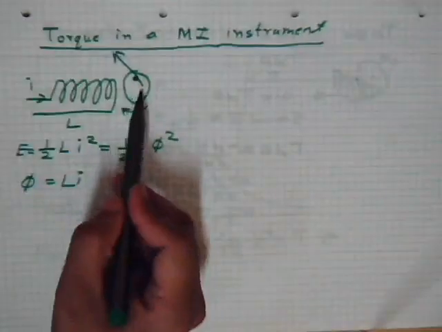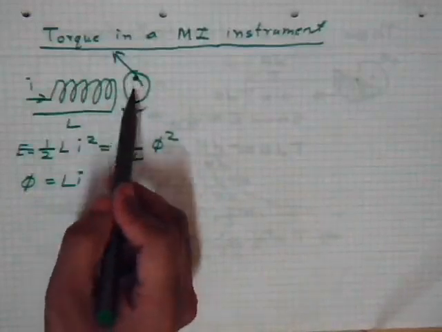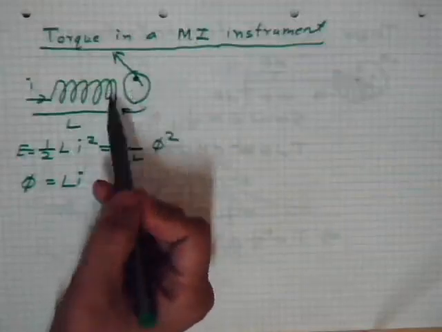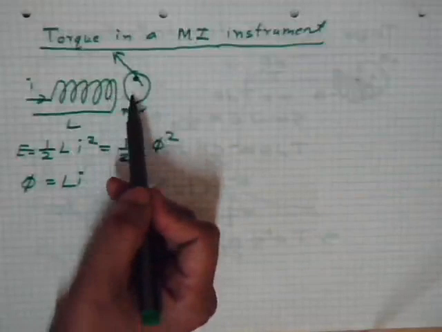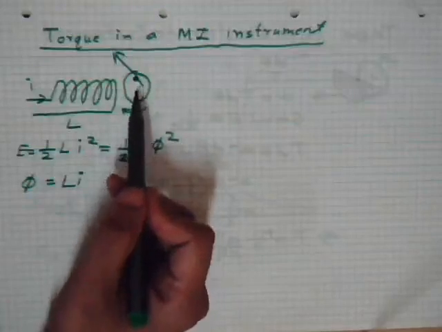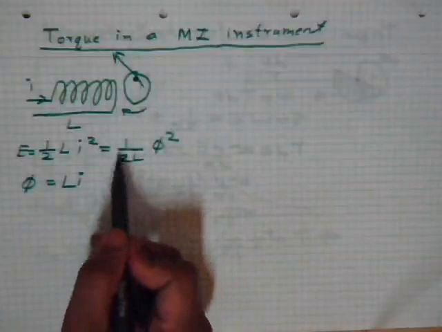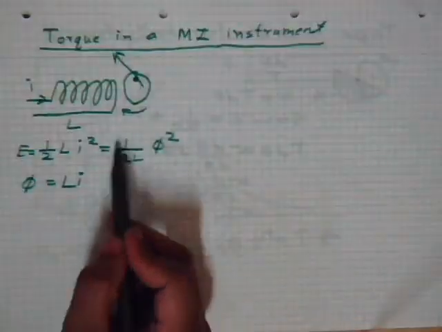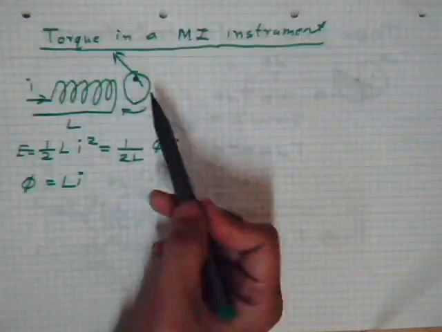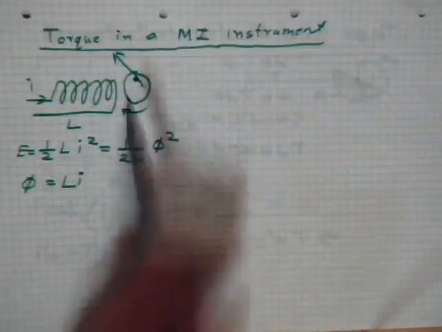Now what happens when this piece of iron is moved closer to the coil? The inductance of this coil increases. Previously it was an air core coil, now it's becoming more and more like an iron core coil. So due to the proximity of this iron, the inductance increases. So that means this part increases and therefore the energy decreases, and this decreased energy is the same as the work done in pulling this iron piece.